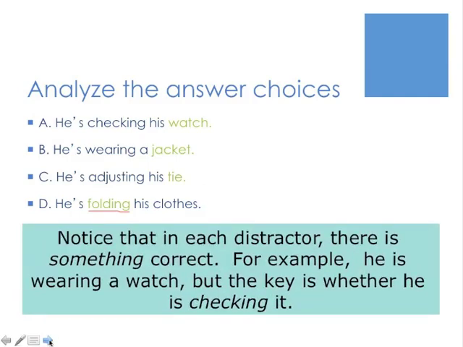So again, notice that in each distractor, there is something that's correct. So he is wearing a watch, but the key is whether he is checking it. Oftentimes the trick is not necessarily focusing on the last word of the sentence, it's really thinking about the middle words of the sentence. These are the words that we often miss because when people are speaking quickly, we usually hear the first word of the sentence and maybe the last word very clearly. But sometimes the middle can be kind of confusing.